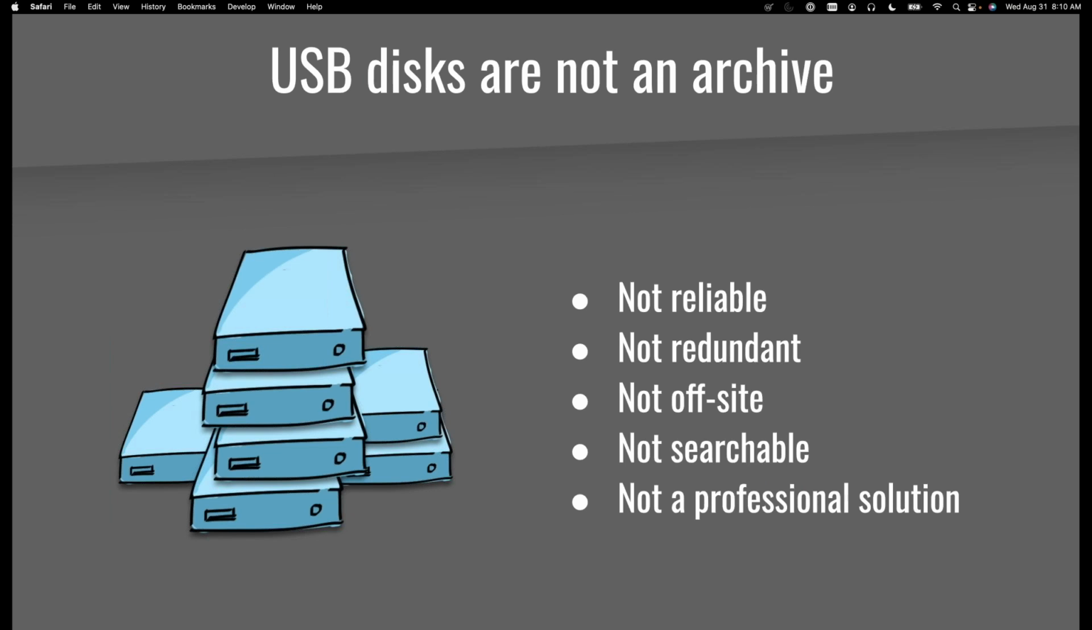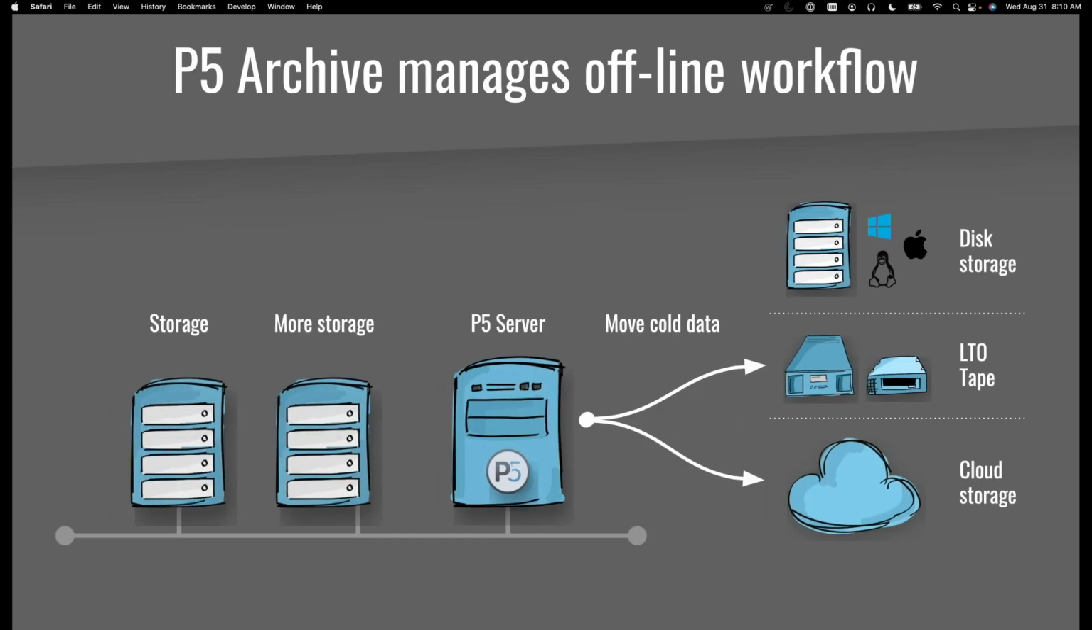We're here to give you the professional solution for archive. So a P5 archive workflow might look something like this, where you've got storage and more storage and more storage. You introduce a P5 server, and then you can basically move what we call cold data, which is data which hasn't been touched for a while, and you can move that to disk, LTO tape, or cloud storage.